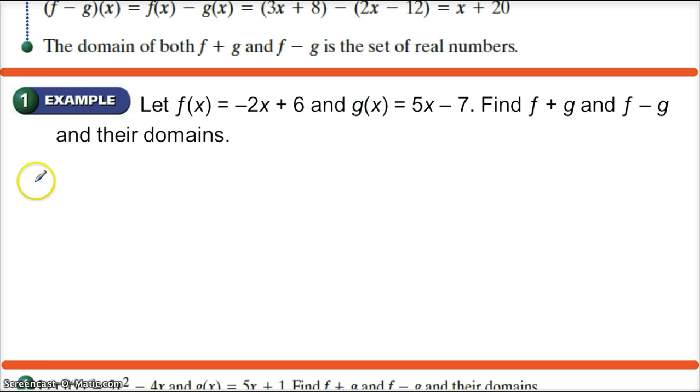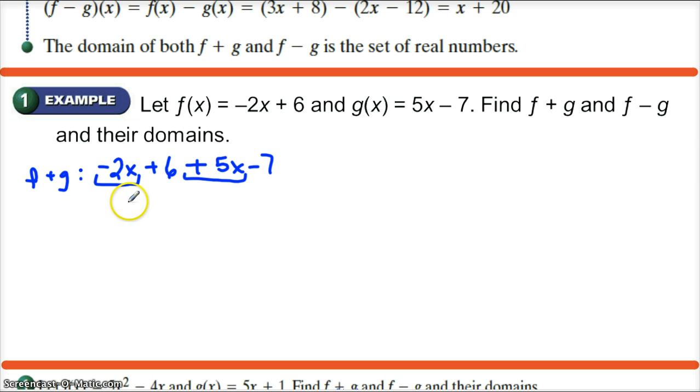Okay, so f plus g is equal to negative 2x plus 6 plus 5x minus 7. Adding like terms, we have negative 2x plus 5x, so that's going to give us 3x, and these are done. 6 minus 7 is minus 1.